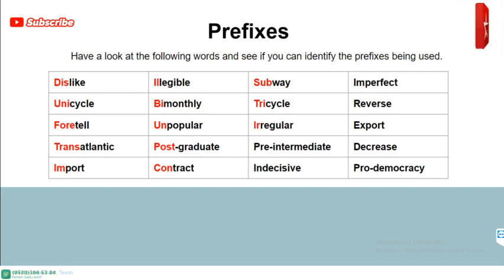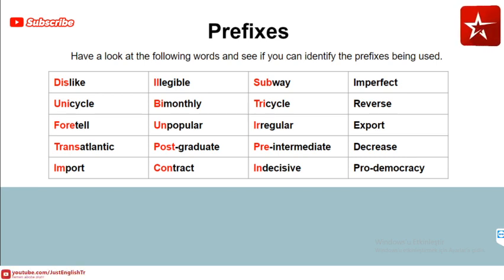Then in the next one we have ir, as in irregular. Notice that I don't pronounce the R's. English is a non-rhotic language, so it's not irregular, as we would say maybe in Turkish. It's actually irregular, a very, very soft R sound. Then in the next one we have pre, as in pre-intermediate. And then we have indecisive is the way we pronounce that word.